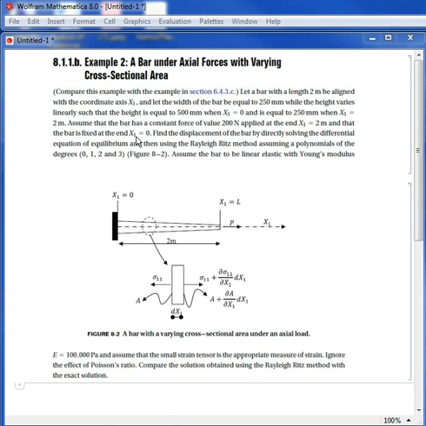The bar is fixed at the end x1 equals 0, and we're interested in finding the displacement of the bar by directly solving the differential equation of equilibrium and then by using the Rayleigh Ritz method, assuming a polynomial of the degrees 0, 1, 2, and 3. And we need to assume that the bar is linear elastic. Young's modulus is equal to 100,000 Pascal, assuming small strains and ignoring the effect of Poisson's ratio.